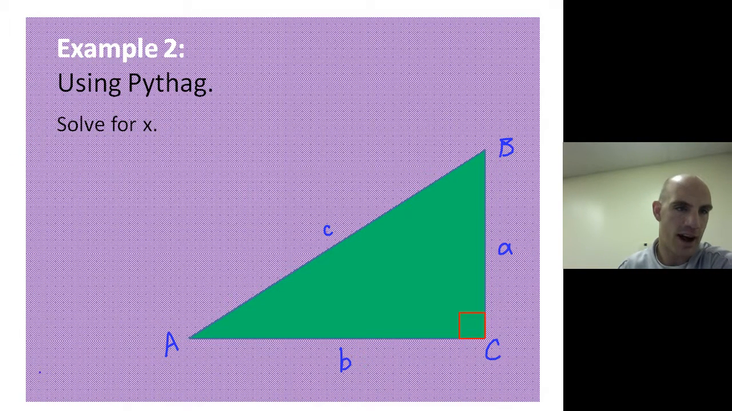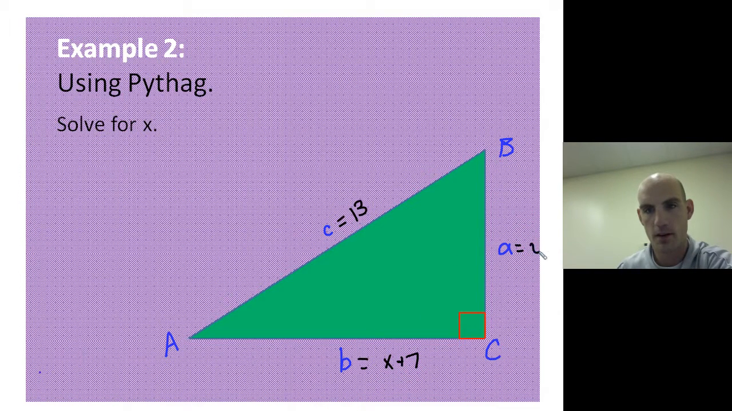And if I put in some values for these, let's say 13, x plus 7, and x, we can use the Pythagorean theorem. This is a little bit more complicated than ones you've maybe done before. Using the Pythagorean theorem, well, we need to know what the Pythagorean theorem is.